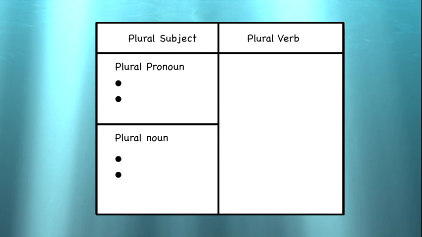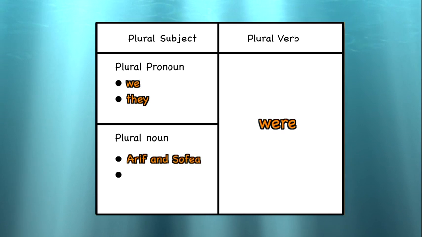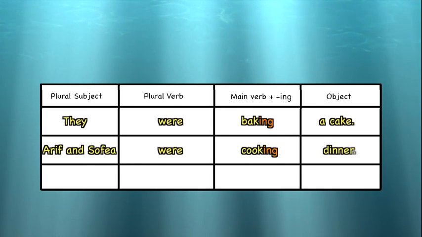For plural pronouns like we and they, we can use the plural verb were. We can also use the plural verb were for nouns like Arif and Sophia or the girls. So when we write, our sentences will look like this. They were baking a cake. Arif and Sophia were cooking dinner. The girls were brushing their teeth.